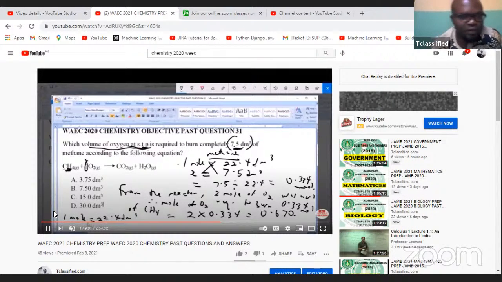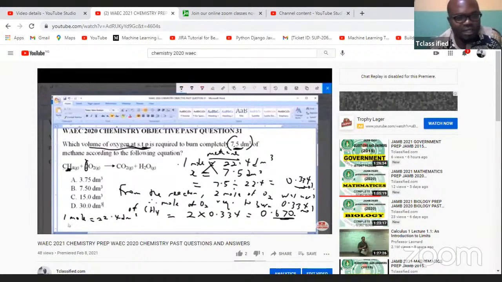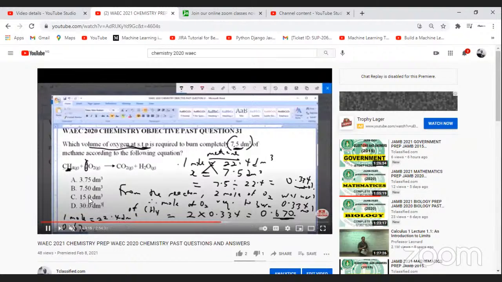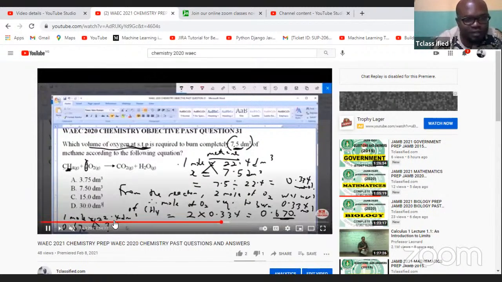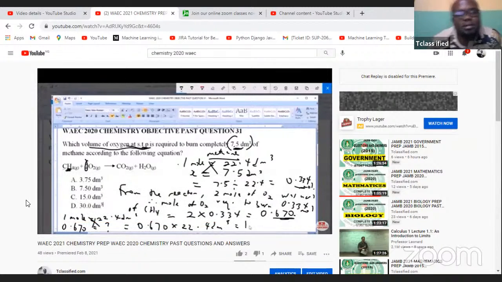But we all know that 1 mole contains 22.4. So this mole now, which is 0.67, what is the volume of this mole? So if you call it X and make it the subject of the formula, when you cross multiply, it will give you 15 dm. So you can see 1 mole gives 22.4, but this 0.67, how many gives unknown? So make this unknown the subject. So you now have 0.67 times 22.4, which is 15.